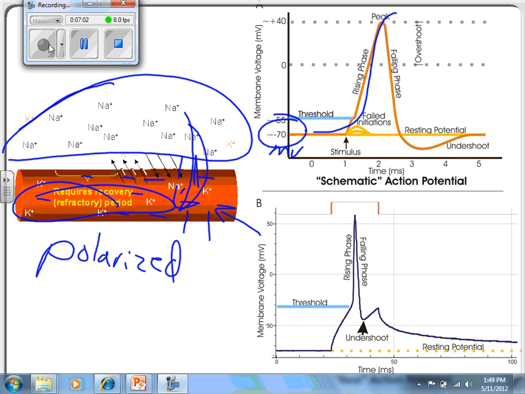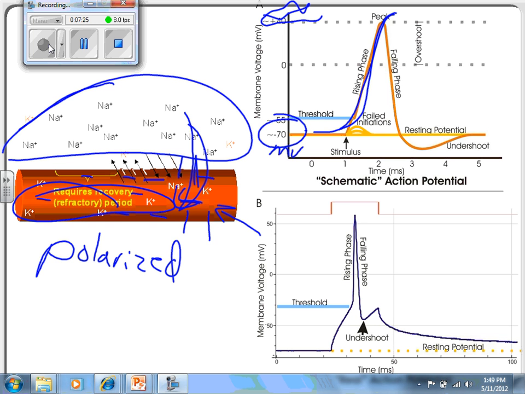Sodiums move in. As the sodiums start to move in and the voltage goes up, that opens more and more channels. They're voltage-gated channels. So they move in faster and faster. And that's why this voltage shoots up so fast. But eventually we get it to the peak, and it's done what it needs to do. Positive 40 millivolts is what we call the peak voltage.